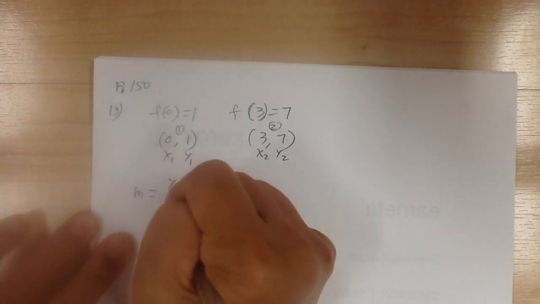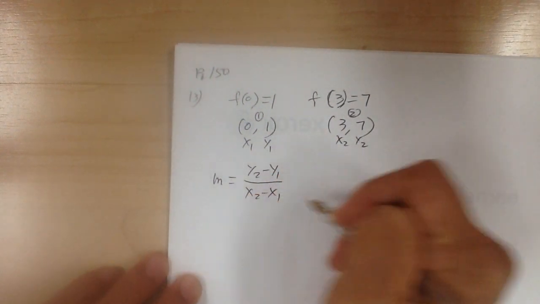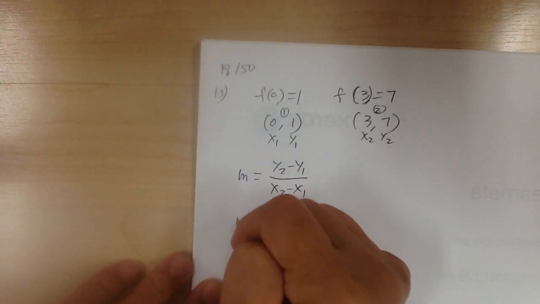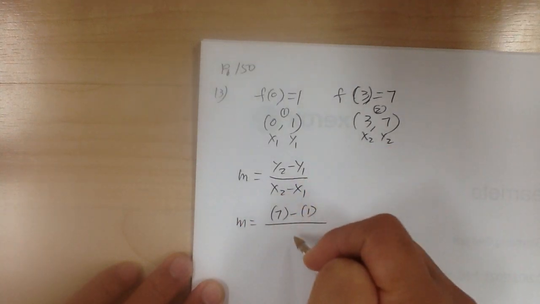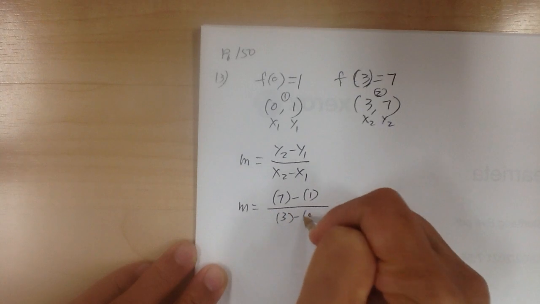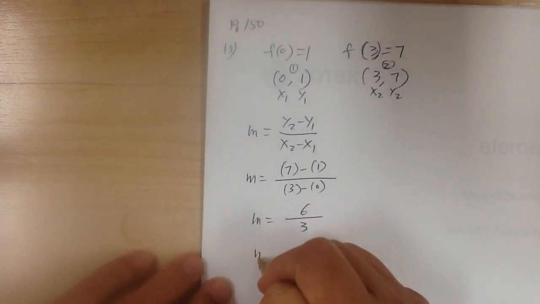So slope equal to y2 minus y1 over x2 minus x1, and substitute all the numbers in there. So you got 7 minus 1 over 3 minus 0. So slope equal to 6 over 3. So slope equal to 2.